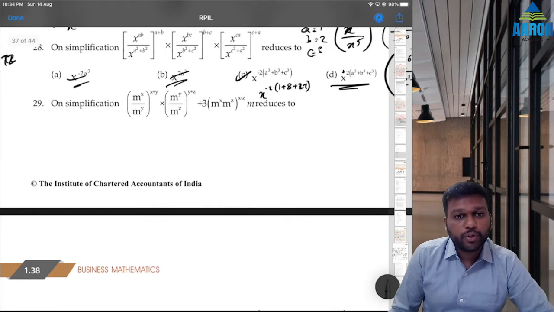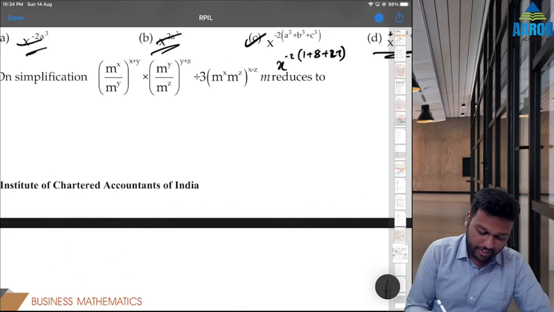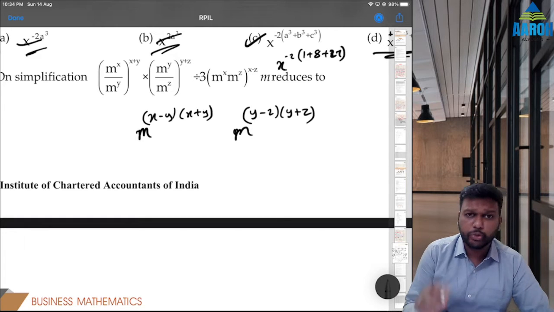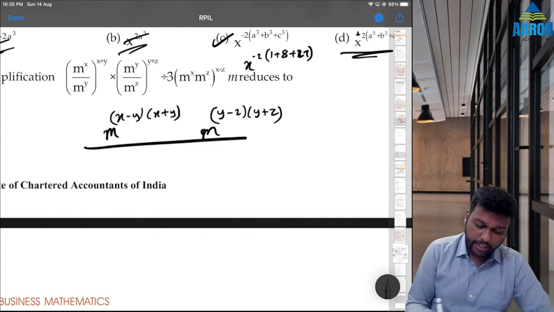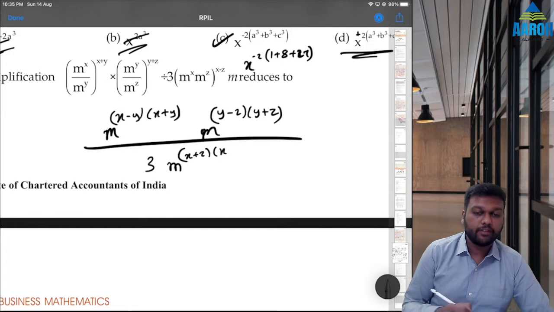Now we can put numbers, but there is no need actually. This is a small question, we can directly solve. It will be m raised to x minus y into x plus y into m raised to what, y minus z into y plus z. I hope you are following. I am using basic properties of indices. Divided by 3 times m raised to x plus z into x minus z, right?